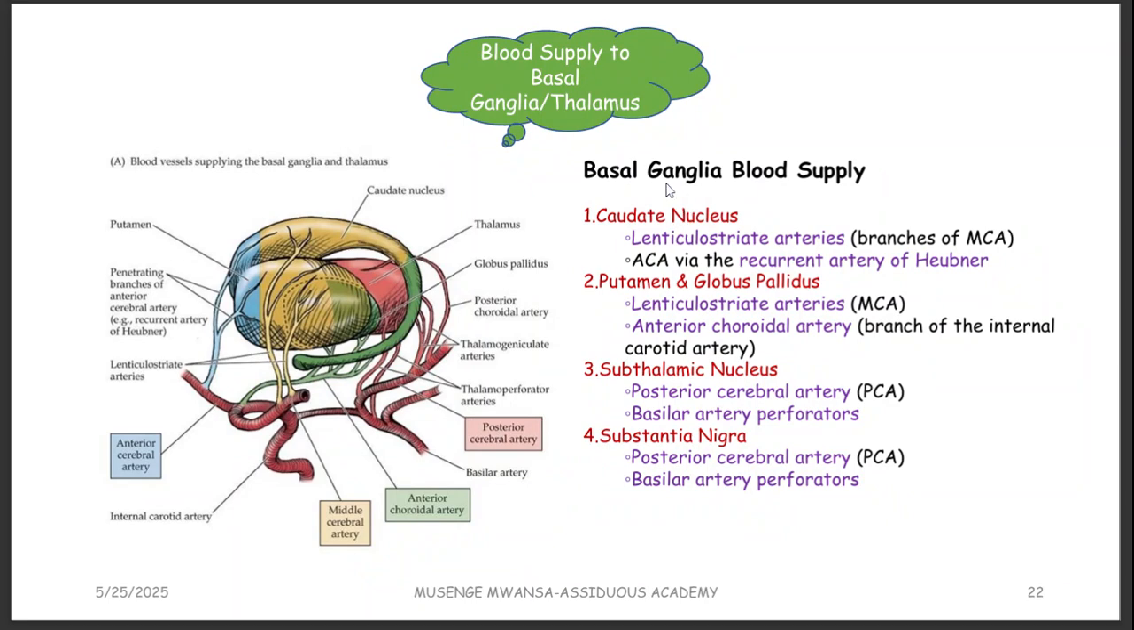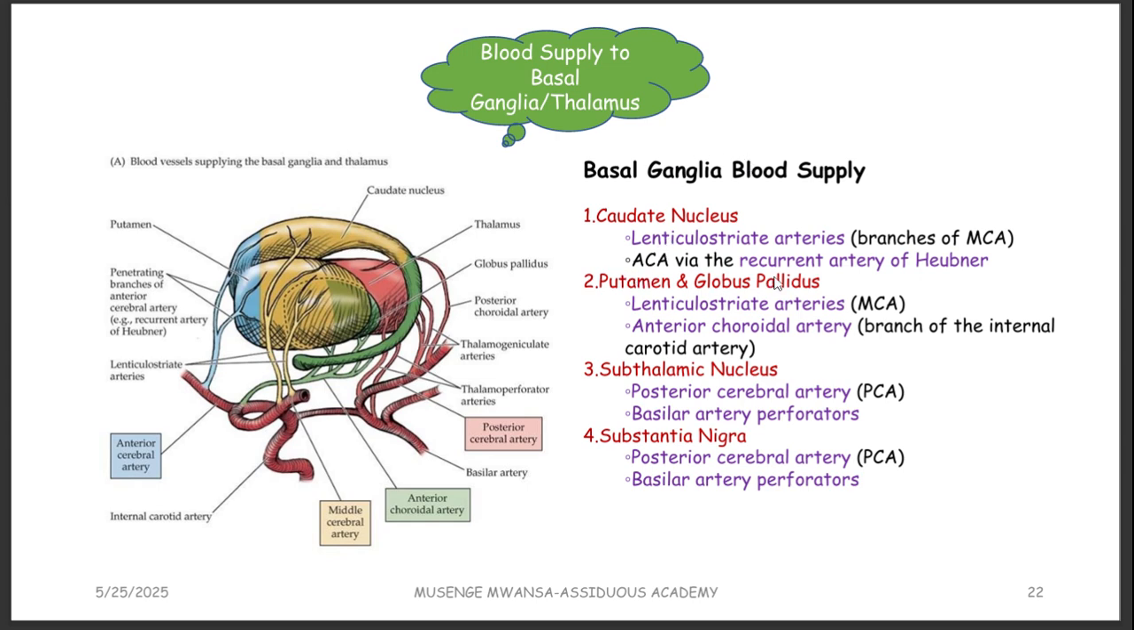So specifically, an important one you need to know is that the caudate nucleus is going to be supplied by the recurrent artery of Heubner. The anterior cerebral also gives you the reticulostriate, and then that will give you this recurrent artery of Heubner that will supply the caudate.